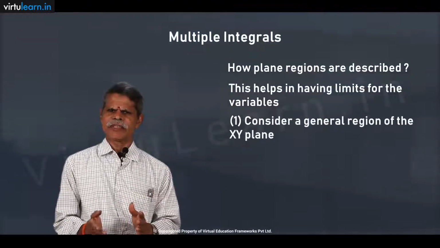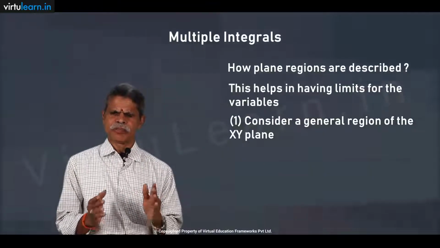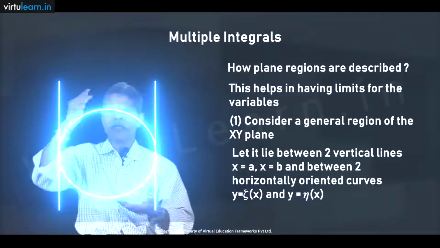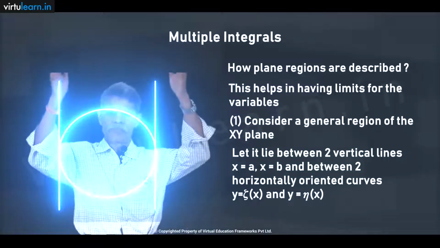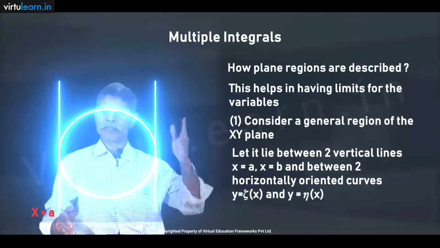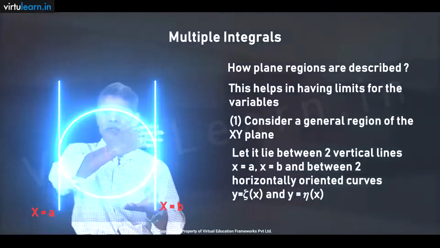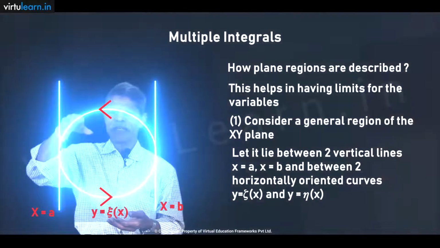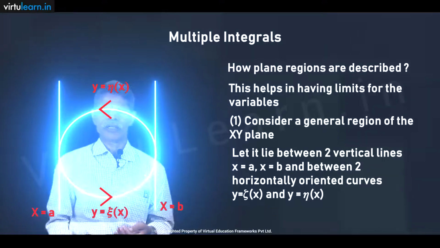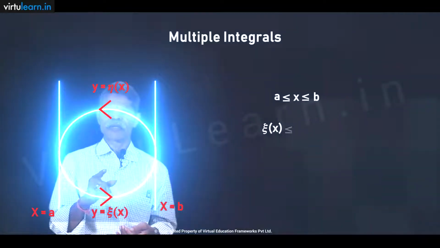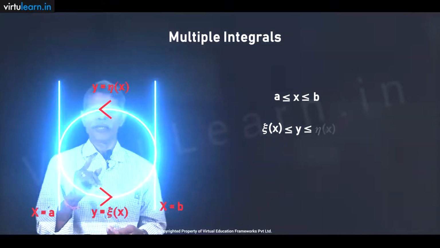A general region of the xy plane can be observed to lie between two vertical lines and between two horizontally oriented curves. Here, if the line at one side is x equal to a, the line at the other side is x equal to b, the curve at the bottom is y equal to a function of x, psi x, and the other curve is y equal to eta x, then the region can be described by a less than or equal to x less than or equal to b, psi x less than or equal to y less than or equal to eta x.